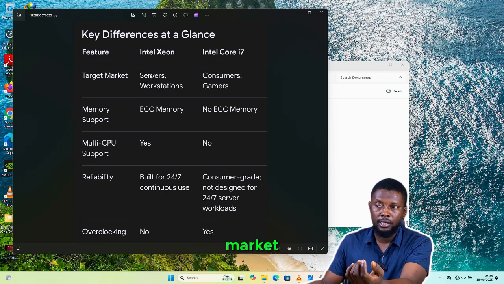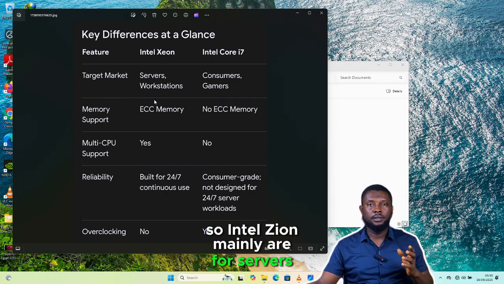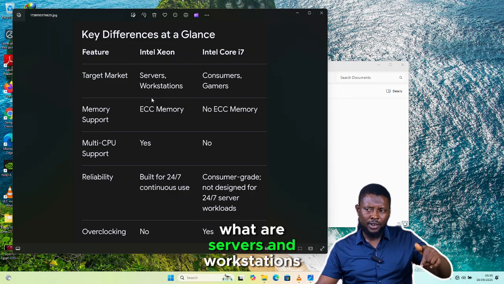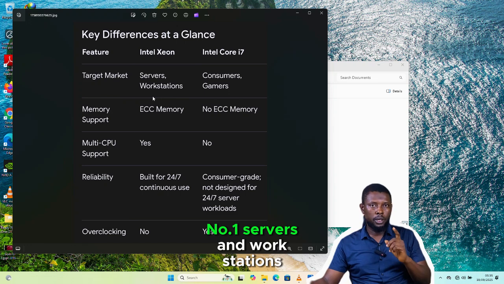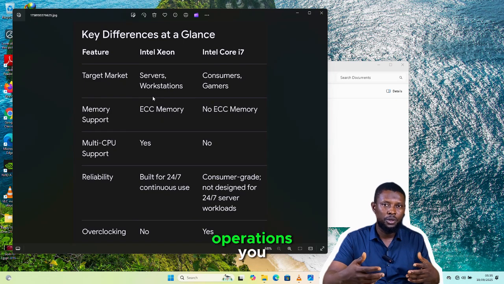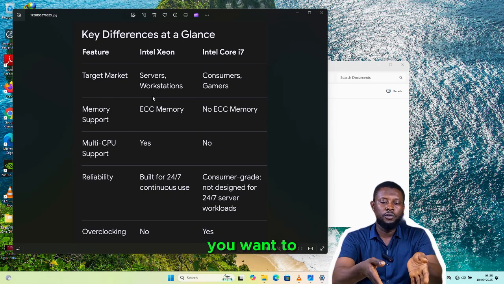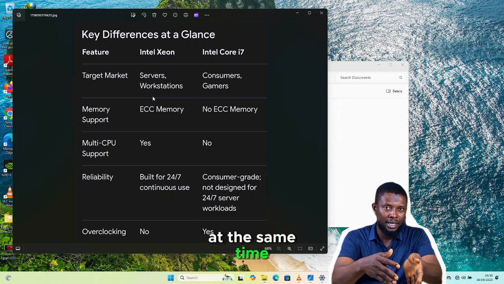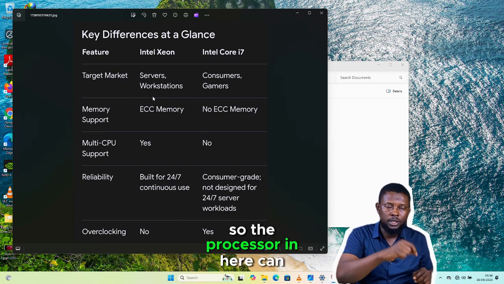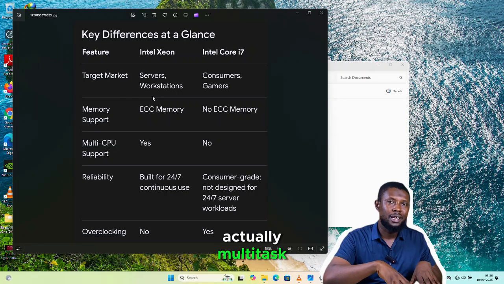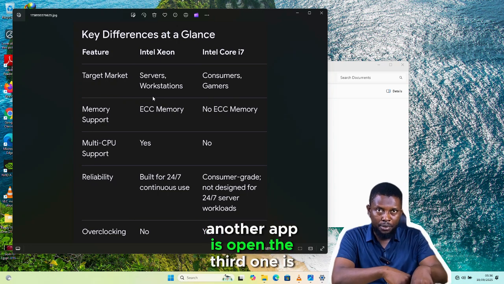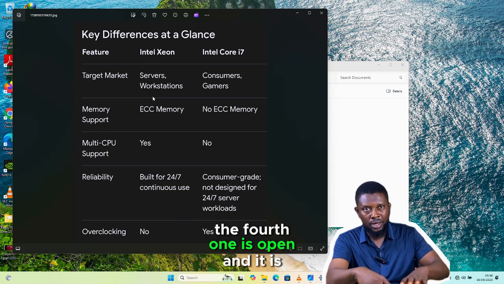Number one, the target market. Intel Xeon processors are mainly for servers and workstations. But the question to you again is, what are servers and workstations actually meant for? They are meant for multi-processing operations. You want to put up different applications at the same time, and you still want the system to be stable. So the processor in here can actually multitask. I mean multitask: an operation is going on, another app is open, the third one is open, the fourth one is open, and it is handling it.